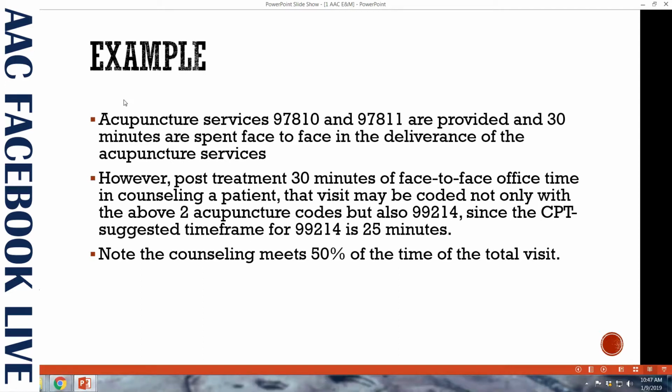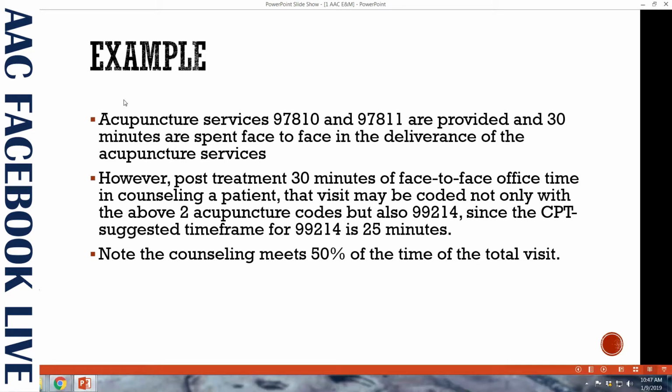So remember, the counseling must meet 50% of the total visit to count. So if you're doing less than 50% on counseling, it doesn't count. And so be careful. Again, would I say this is typical? No, it is not. But again, it does occur.